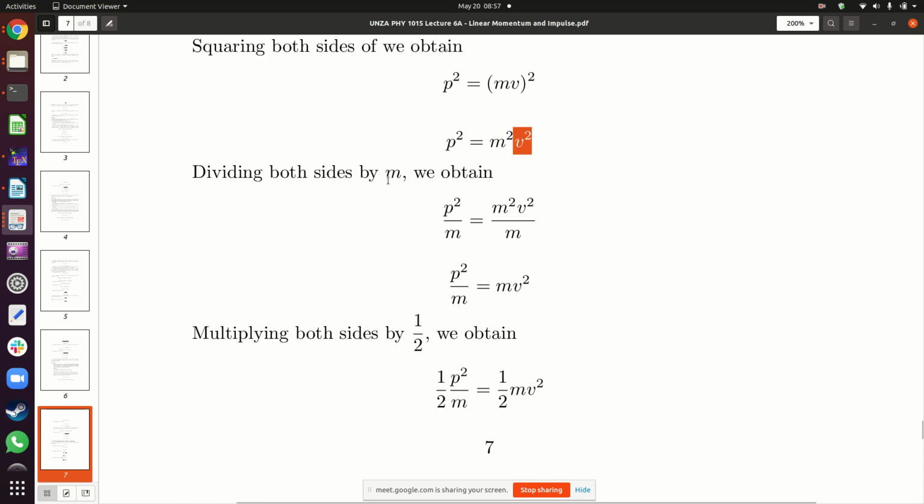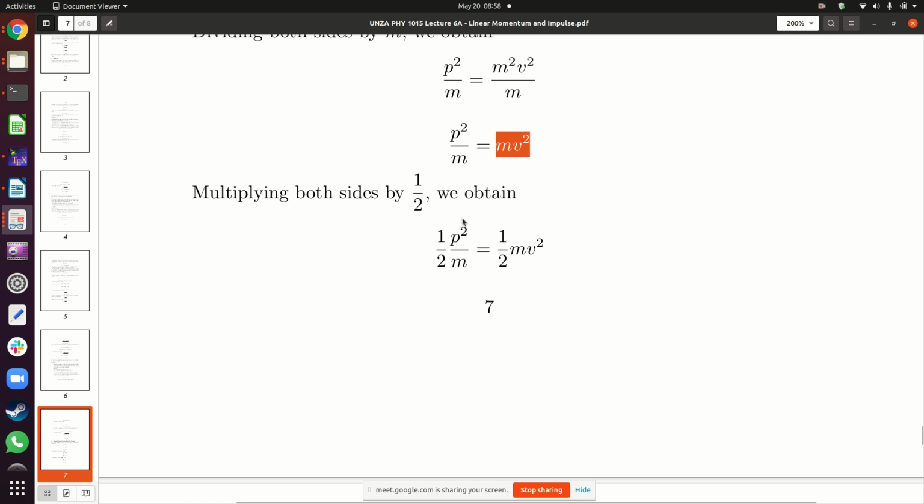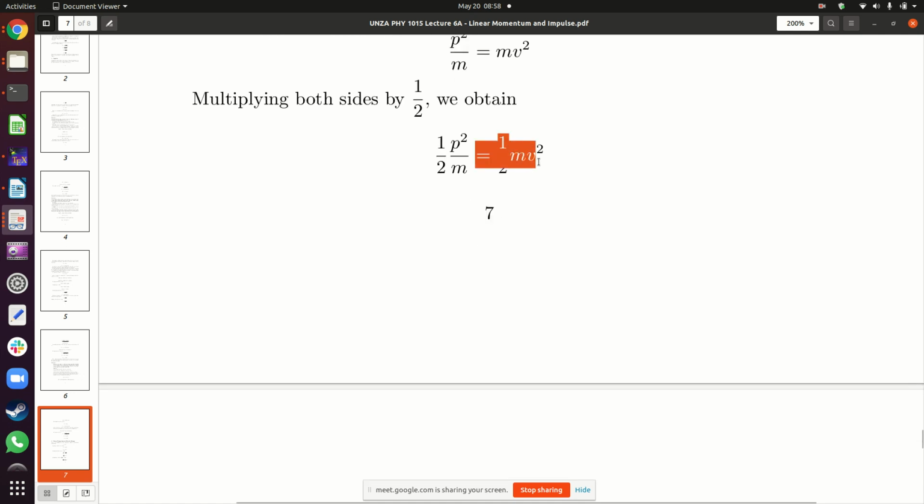The next thing we do is we divide on both sides by m. So I divide this m squared v squared by m, and this p squared I also divide by m. So when I do that, this m and one of these m's go, and I end up having p squared divided by m equals m v squared. Then next I multiply both sides by half. So half times p squared over m is also equal to half m v squared.